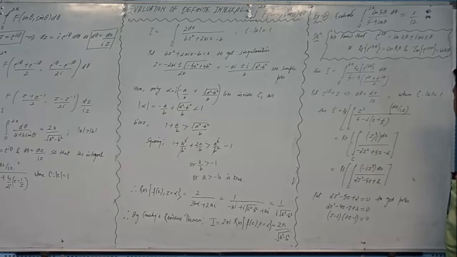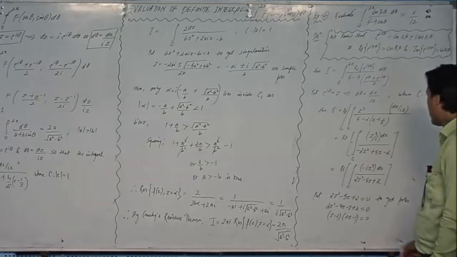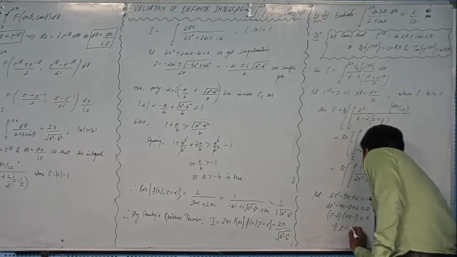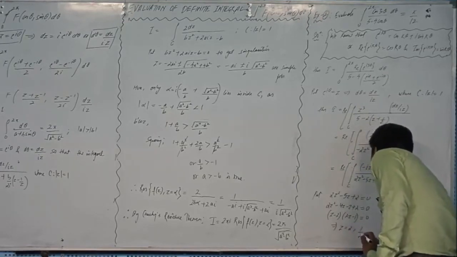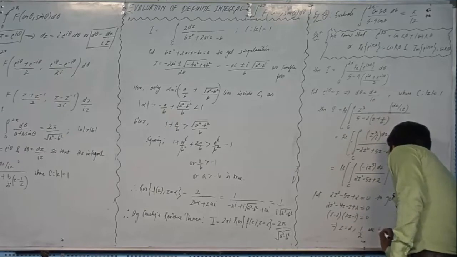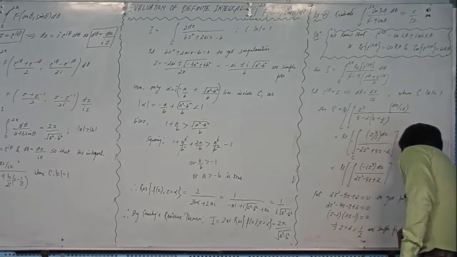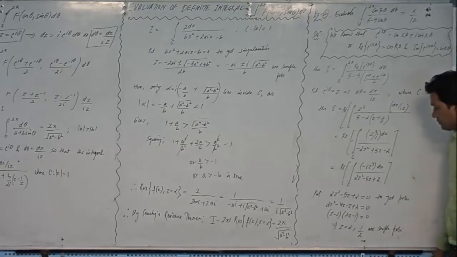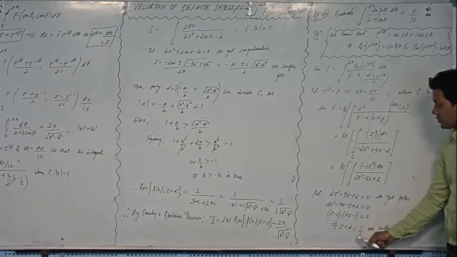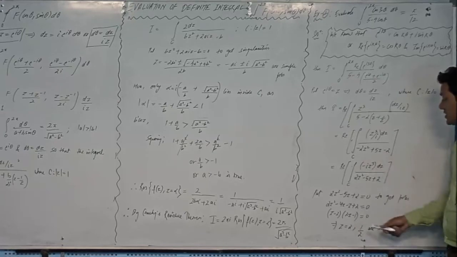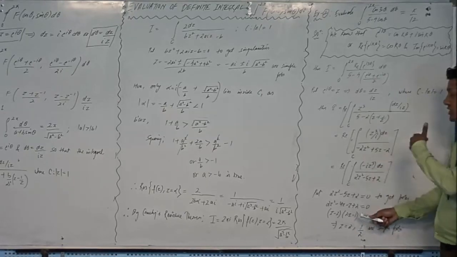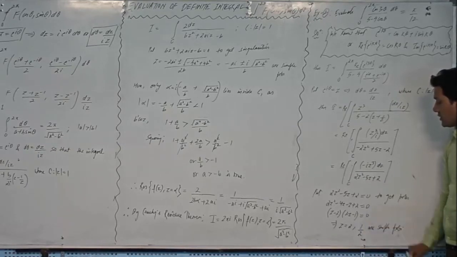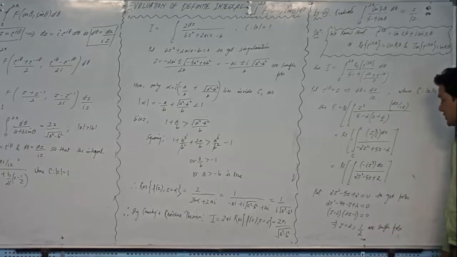Okay, so minus 4, okay, fine, that's fine. So this will give me z equal to 2 and 1 over 2 are simple poles, right? Now I have to decide whether these poles lie inside my circle or not. You can see that this z equal to 2 will obviously lie outside the unit circle. Only this pole z equal to half will lie inside our contour C, right?